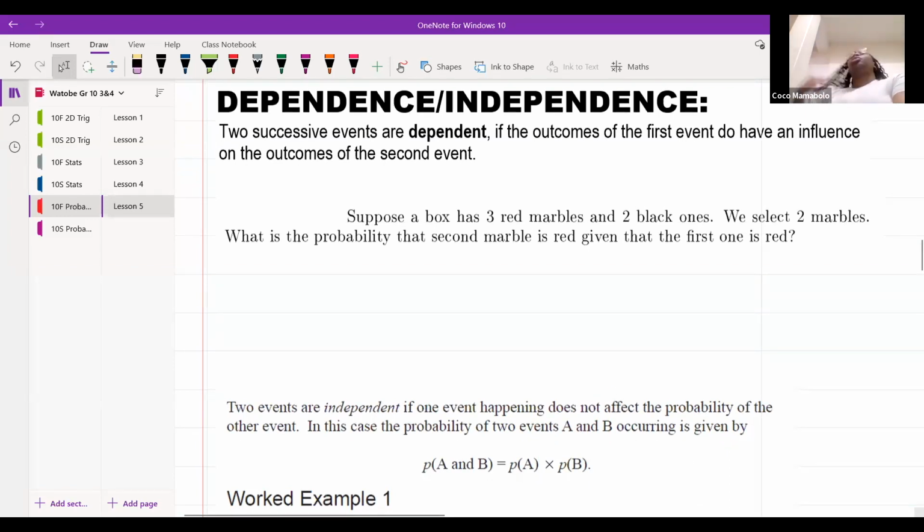Okay, let's just have a look at this question over here very quickly. And then we're going to come back to what it means to be dependent and independent and how we calculate for each of these. Now, the definition that I've written over here says 2 successive events are dependent. I want you guys to note that when we talk about dependence and independence, there's always more than one event. What that tells me is that something is going to happen and then something else is going to happen. So two things are going to happen one after the other. And that's what successive means.